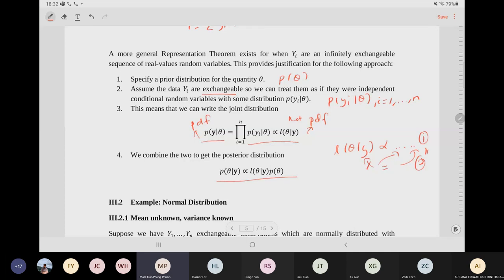I'm just looking at the notes. It clearly states that the likelihood of theta given y equals P of y given theta in the notes for chapter one. I think on page 7. Okay, let me see. Page 7. Okay, right.